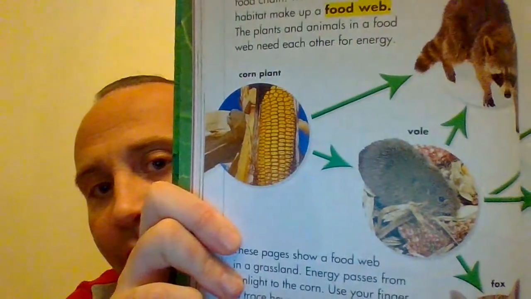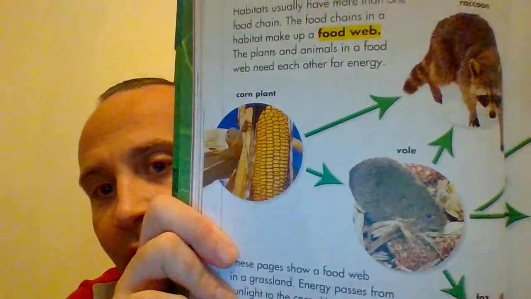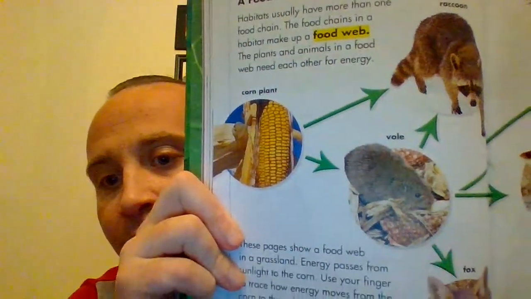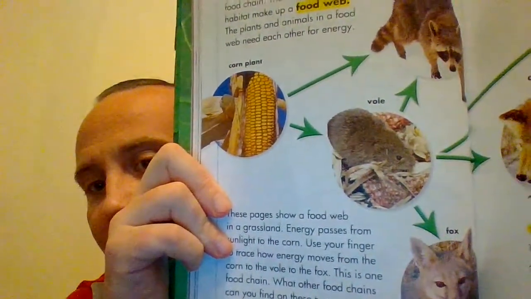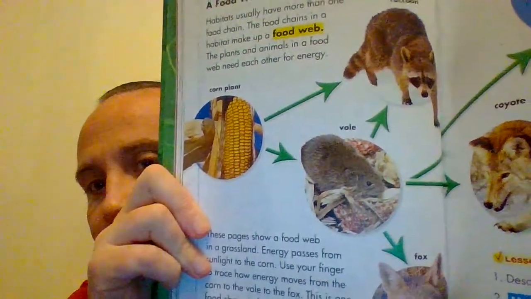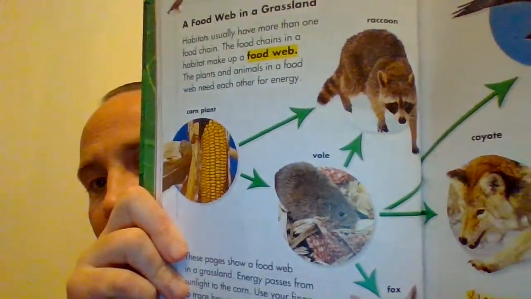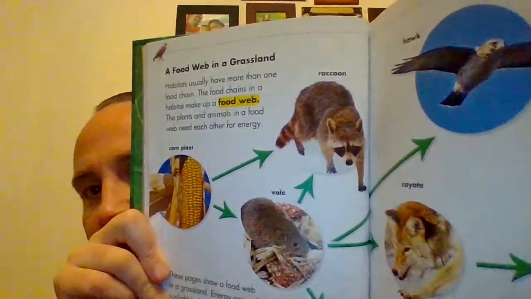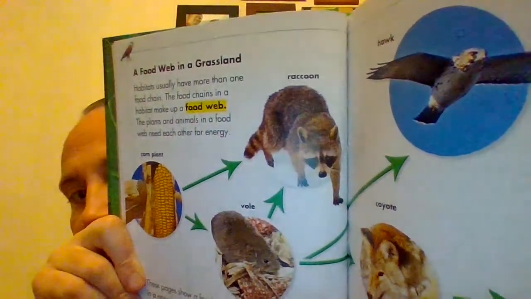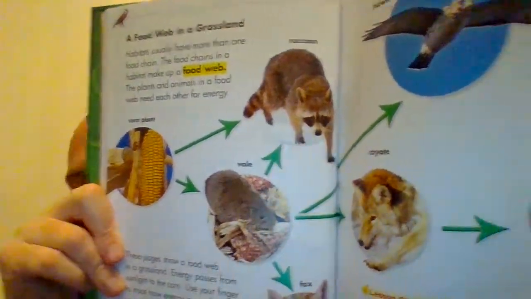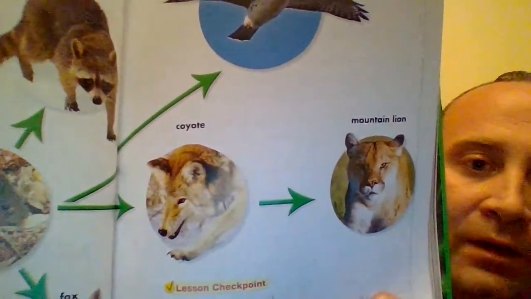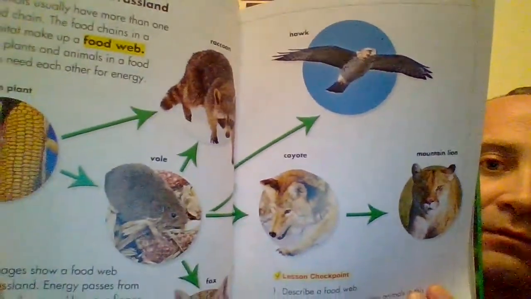All right, so we got a lot going on here. So as we said, the corn plant gets energy from the sun, and the vole and the raccoon eat the corn. Now the fox will eat the vole and get that energy. The coyote will eat the vole to get the energy. And the hawk will also eat the vole for energy. And the mountain lion will eat the coyote. Big food web.